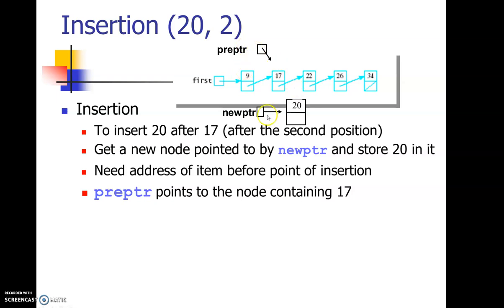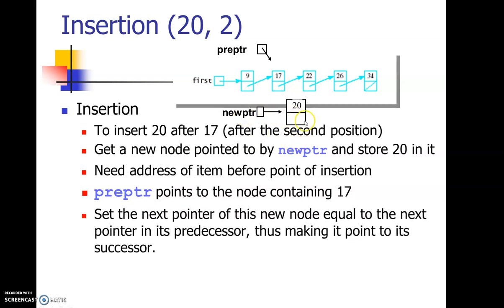So once we have all of these three things ready, we are ready to make the link. Because you can see that for the new PTR, this next part needs to point at the address of the item 22. And where is the address of the item 22? It's actually the pre-PTR's next part. Point at that address. So what you need to do is make new PTR next over here point at that address, so that we can properly link the new item to the next item.